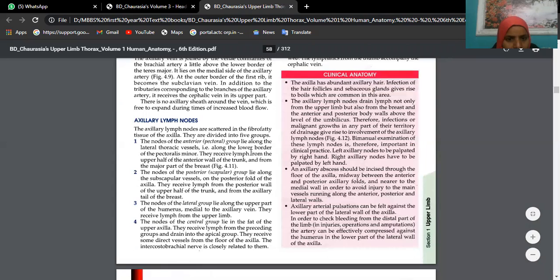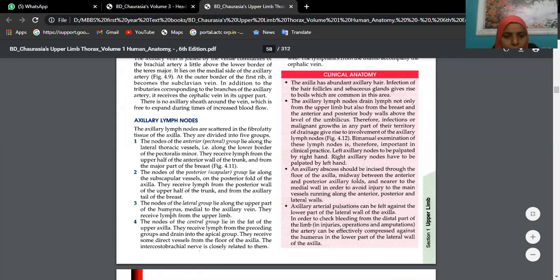Anterior group along the lateral thoracic vessels. They receive lymph from the upper half of the anterior wall of the trunk. That is a major part of the breast. I told you this is again useful when we do the lymphatic drainage of the mammary gland. Posterior is along the subscapular artery, also called thoracodorsal. That's the reason the word subscapular is used here. The posterior group is receiving from the upper posterior wall of the upper half of the trunk and from the axillary tail of the breast.